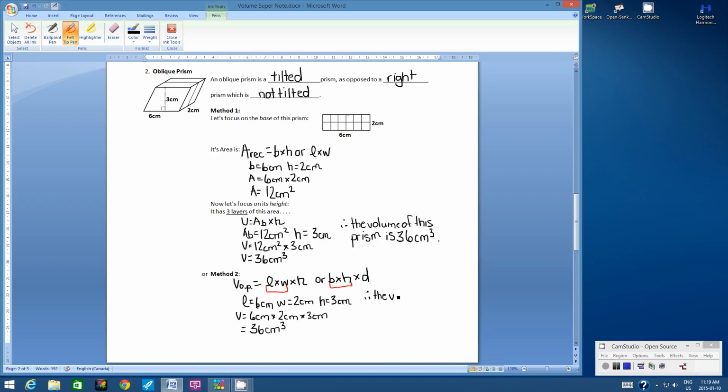Therefore, the volume of this prism is, and we look here, 36 centimeters cubed. And of course, this answer is going to match this answer because we're essentially calculating for the same question.